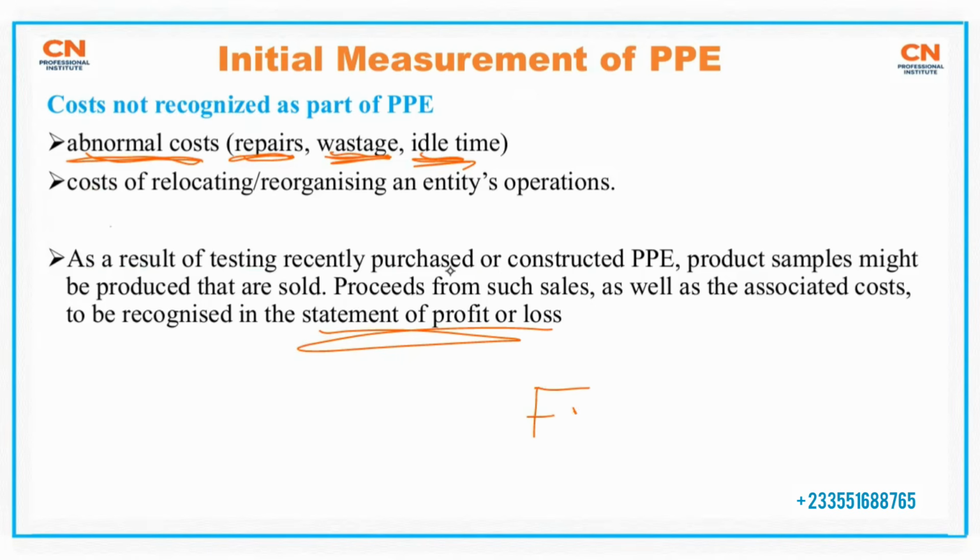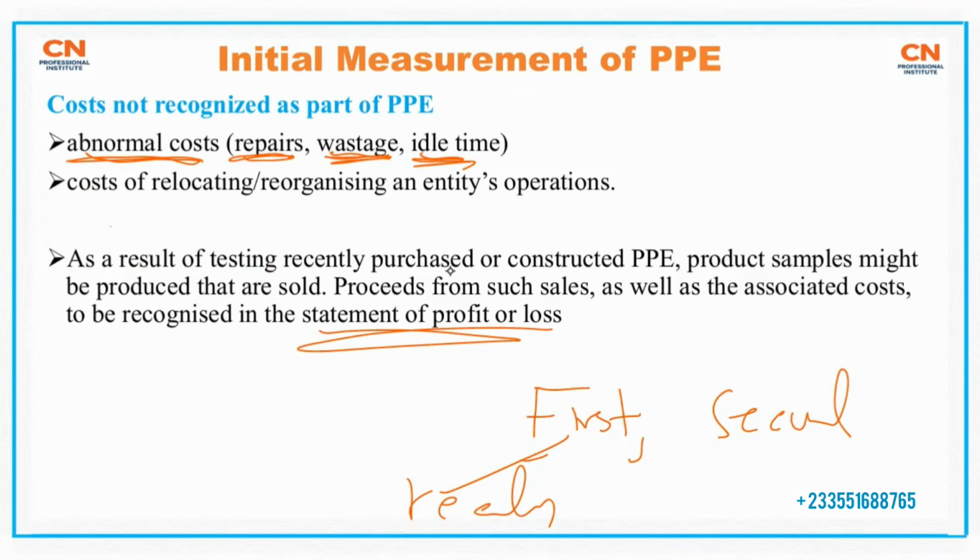Let's say you are done with the first floor, you've got into the second floor. You realize that the first floor is ready, and therefore you rented out part of the first floor to somebody and you earn income. We are saying such income should not be capitalized. You don't deduct it from the cost of the PPE, or you don't need to reduce the cost of the PPE, but rather you record it in P&L.